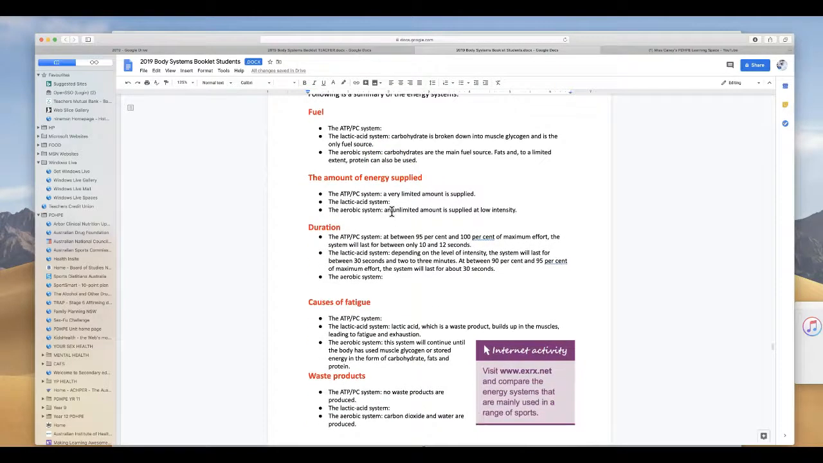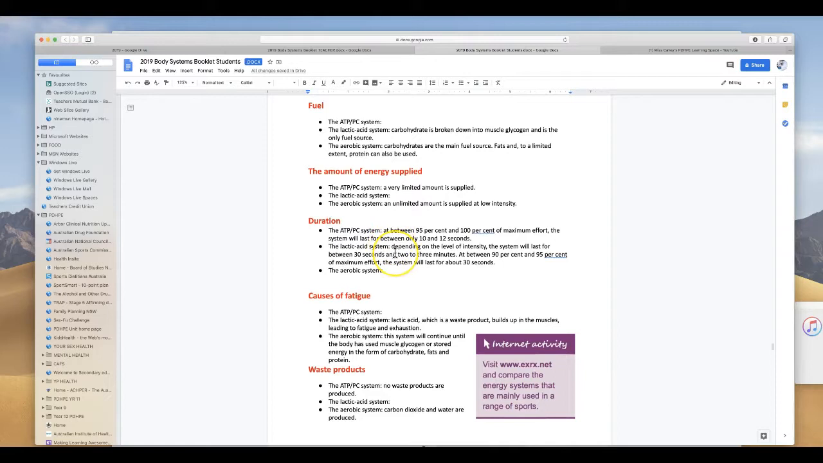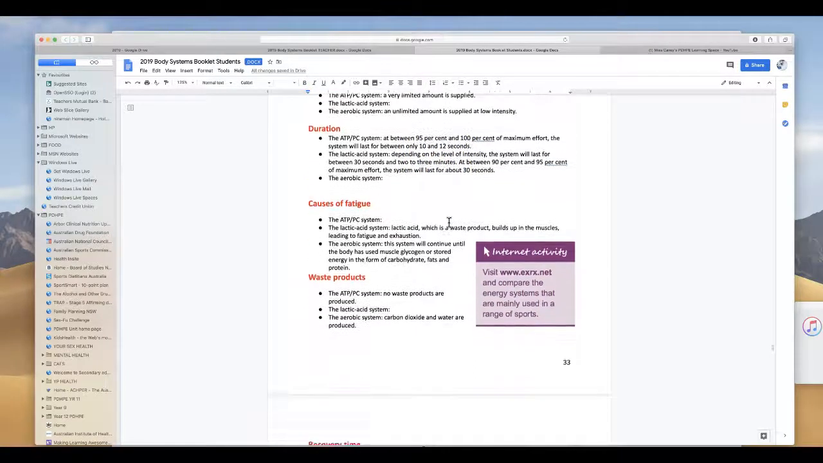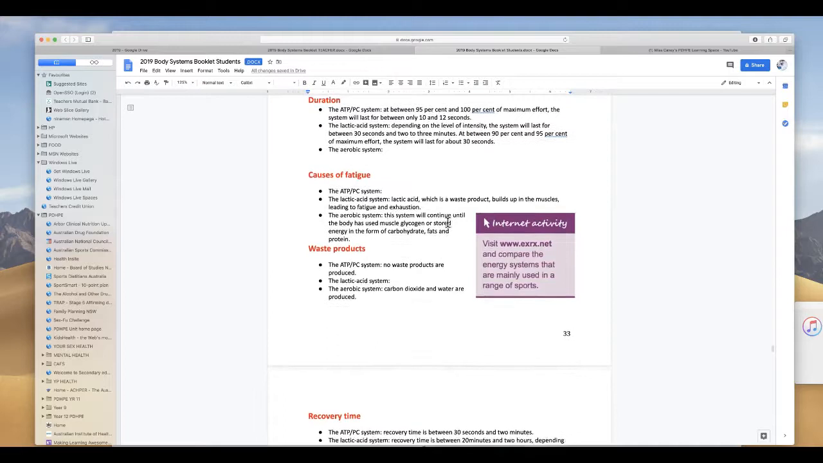Once you've written that down, if you need to pause the video at any time, please do so. The amount of energy that's supplied is very limited, only about 10 seconds. It's used for things between 95 and 100% maximum effort. So think about things like you saw in the video: long jumper, serving in tennis, a volleyball spike. They last between 10 to 12 seconds, a very small amount of time, but it's very intense.